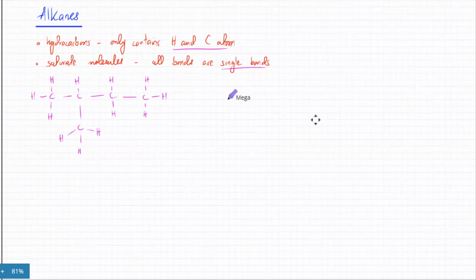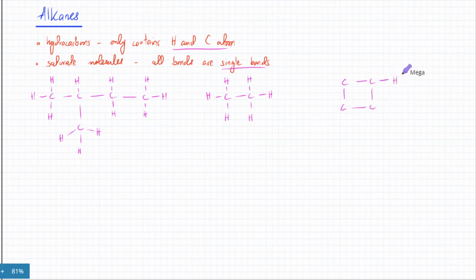You could have a smaller alkane, like just 2 carbon atoms. That is also an alkane. Or you could have the carbon atoms connected in a cyclic structure. That one would also be an alkane.